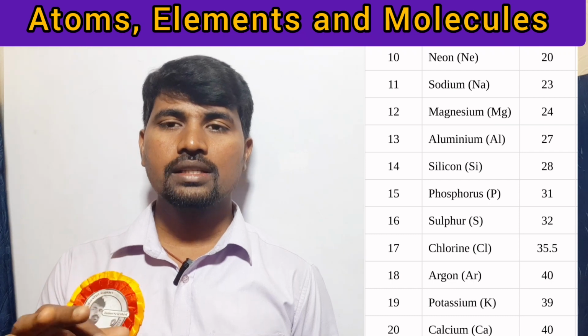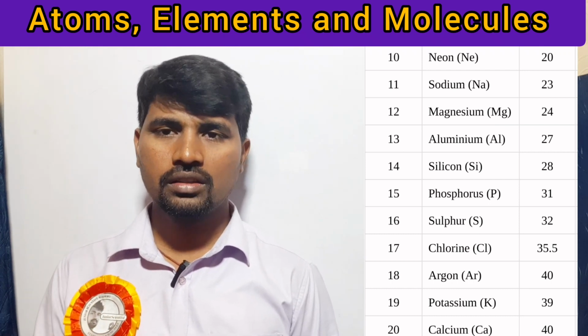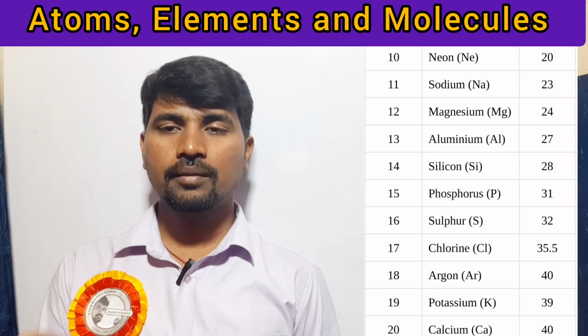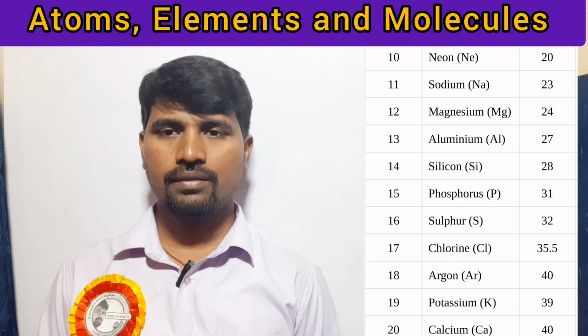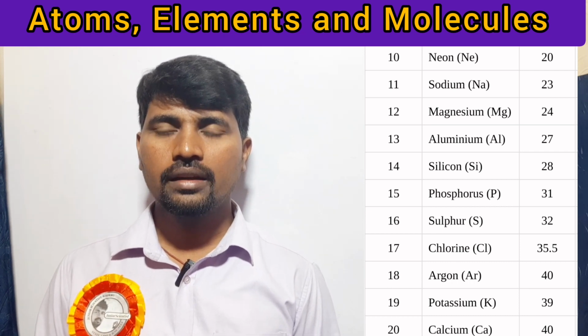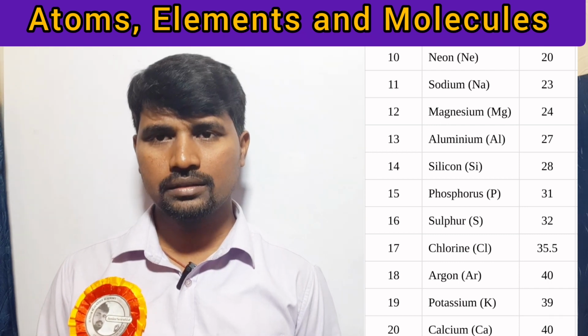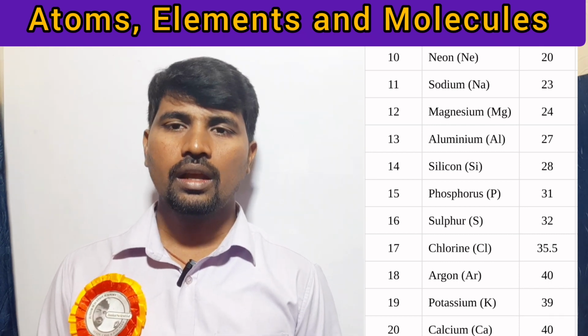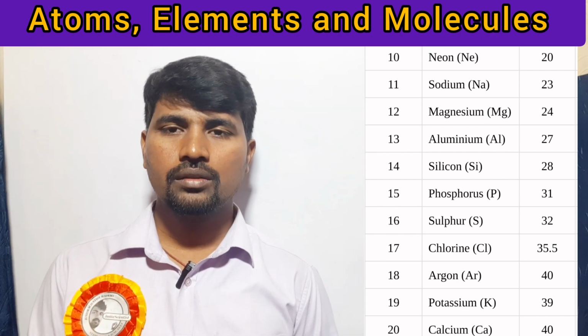And noble gases, before and after. Helium, before hydrogen 1, after lithium 3. The 10th element is neon, before fluorine 9, after sodium 11. Argon, the 18th element, before chlorine 17, after potassium 19. Okay, now what is left over?